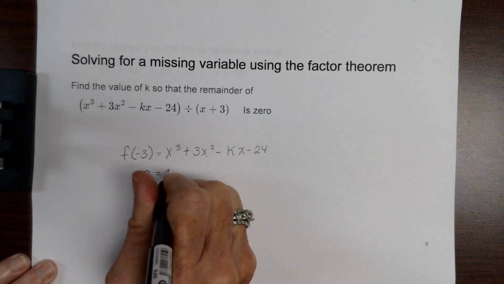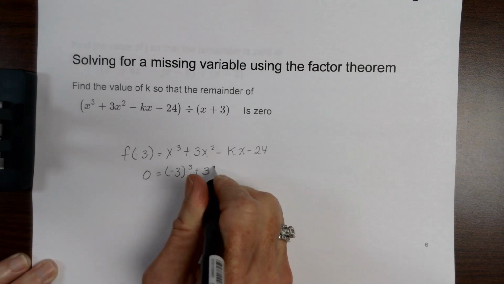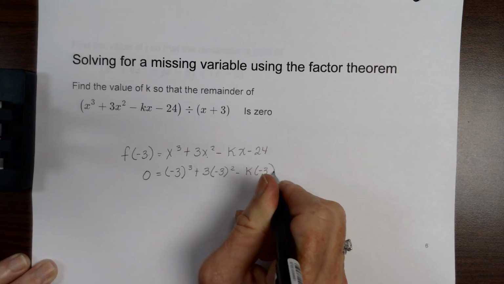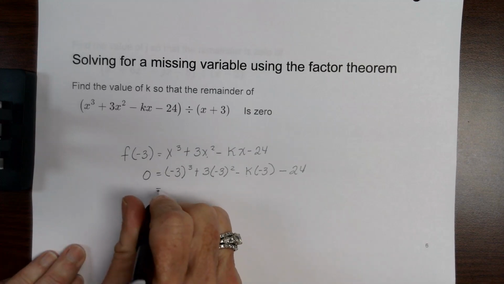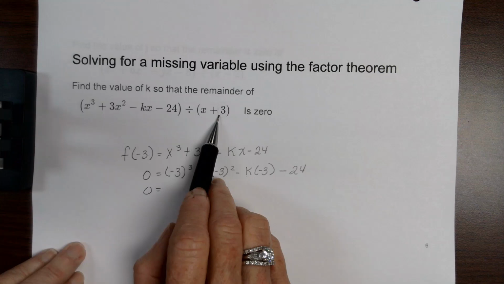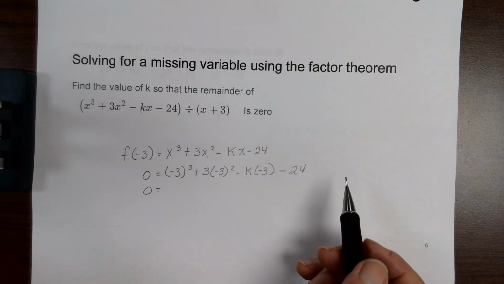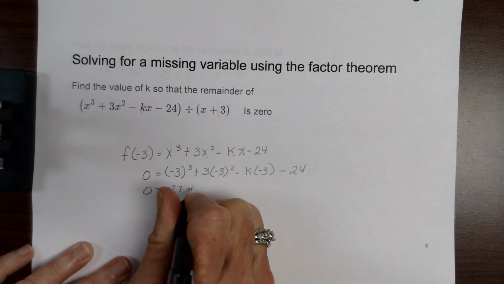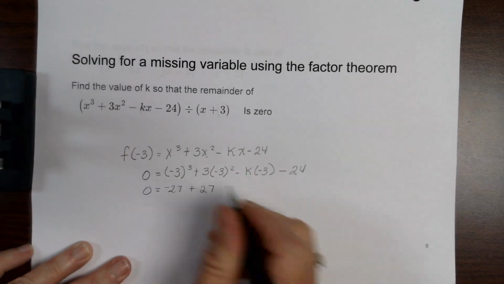So I'm going to go 0 is equal to negative 3 cubed plus 3, and I'm going to plug in again. So now I just have one variable that I can solve for, okay? Because remember, if this right here is a root of this, that when I plug in the negative 3, I should get 0 as the remainder, according to the factor theorem. So this is going to be a negative 27, and this is going to give me a positive 9 times 3, which is a positive 27.